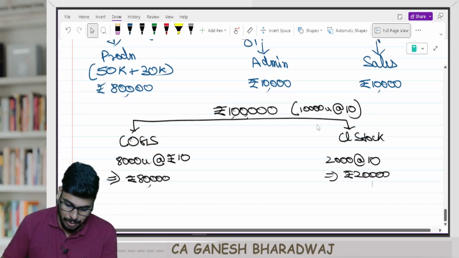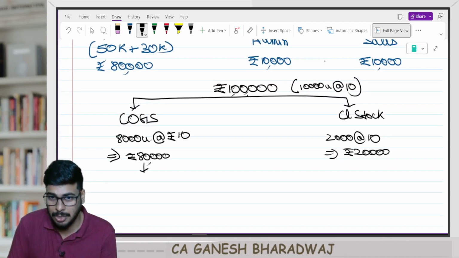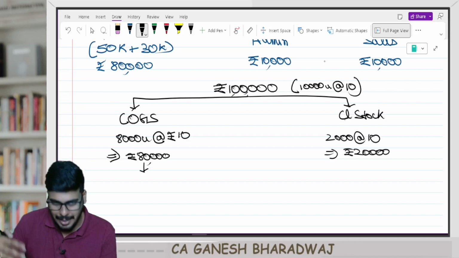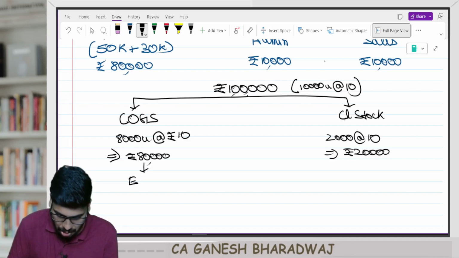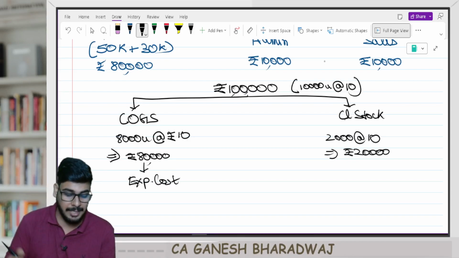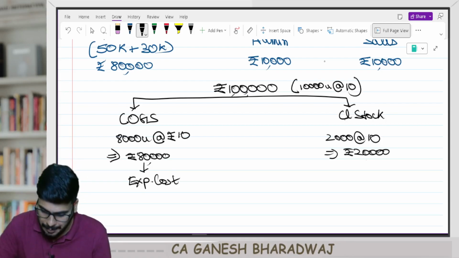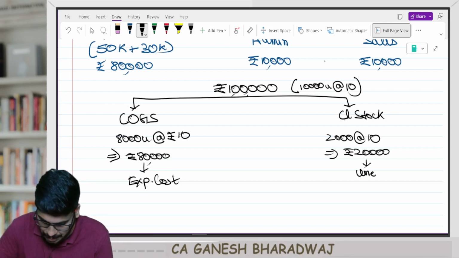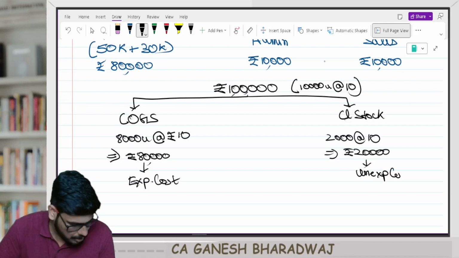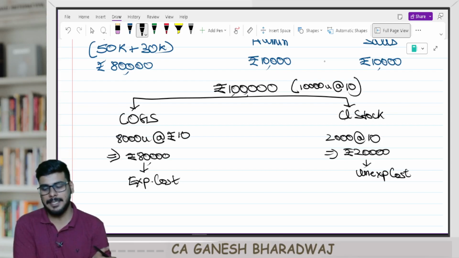Now this 80,000, pull an arrow, call it what? What cost is this? Expired cost. Yes, this is called expired cost. Whereas your closing stock is called what? Unexpired cost. Yes or no, guys? Are you all able to understand? Is this correct?